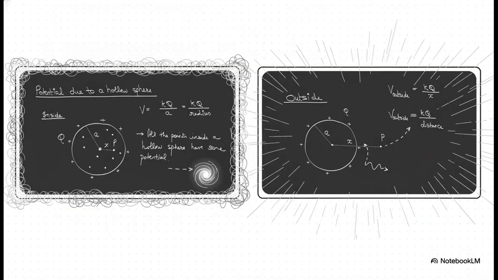Okay, for the hollow sphere, that surface is a really clear boundary. This means we've got two totally distinct regions to think about, and the rules for calculating the potential are going to be different depending on whether our point P is outside the sphere or if it's inside.